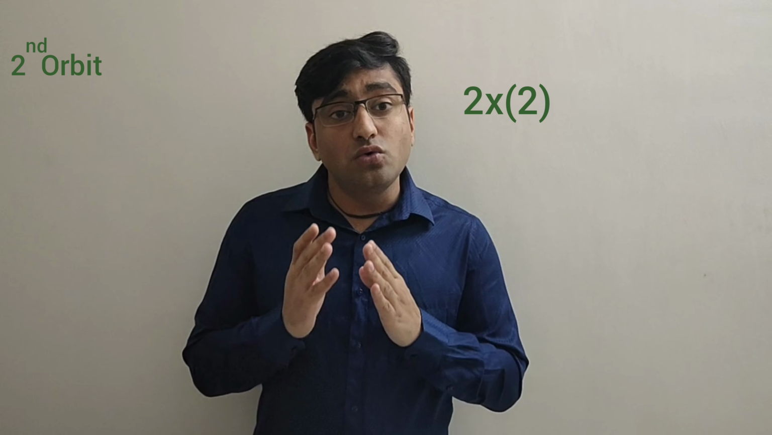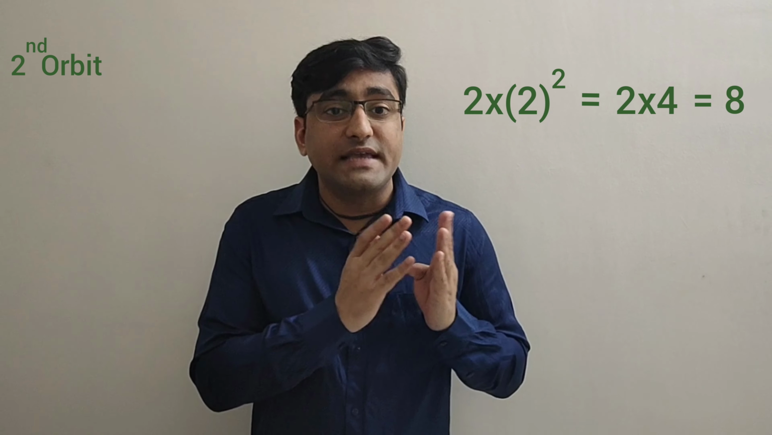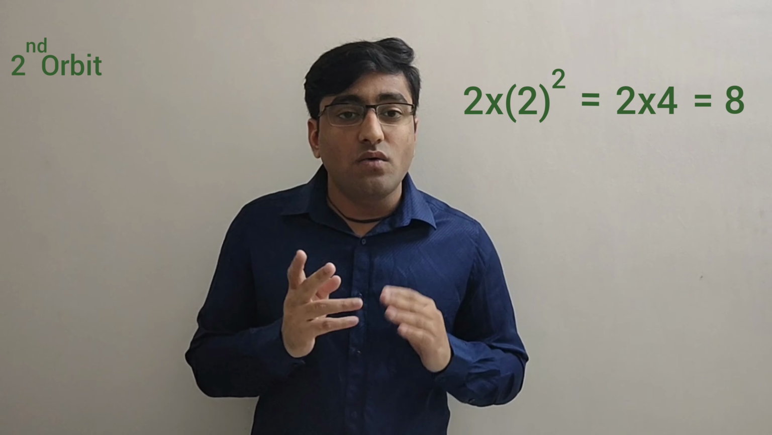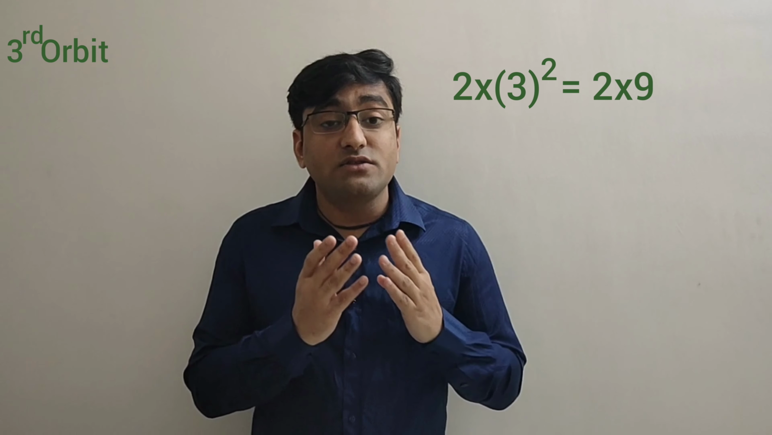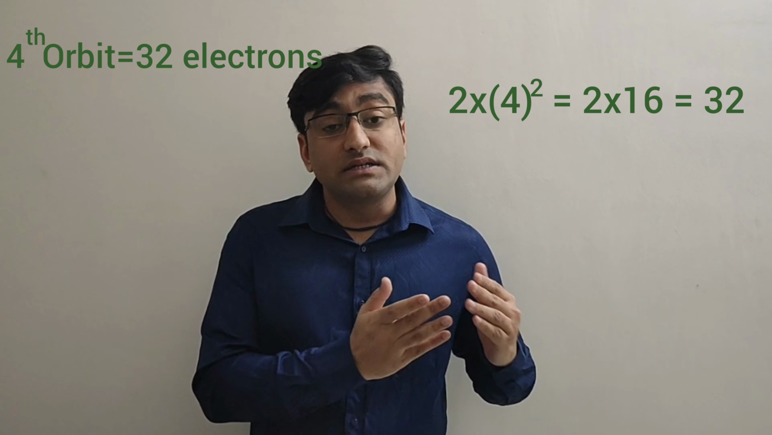Now let us calculate how many electrons the second orbit can hold. So now it will be 2 into 2 square. 2 square is 4. So 2 into 4 is 8. So the second orbit can hold only 8 electrons. Similarly, we can calculate for the third, which is 2 into 3 square. 3 square is 9. So 2 into 9 is 18. So the third orbit can hold 18 electrons and the fourth orbit can hold 32 electrons.